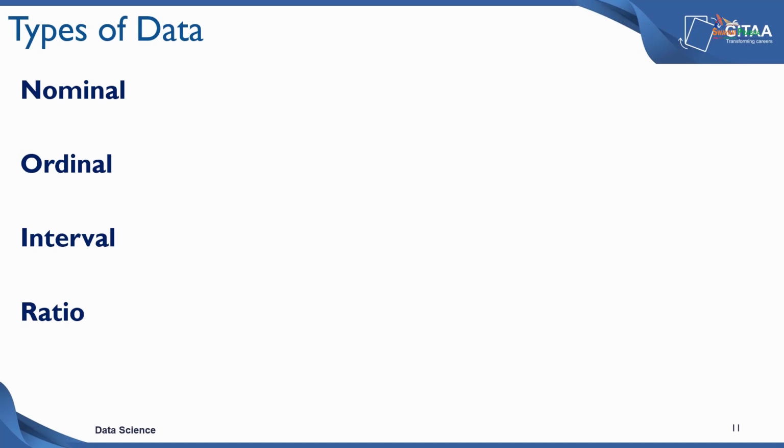So there are 4 types of data. There are many classifications of types of data. What we are seeing here is what is called the Stevens classification, which gets popularly used across different domains. There are 4 different types of data: nominal, ordinal, interval and ratio.